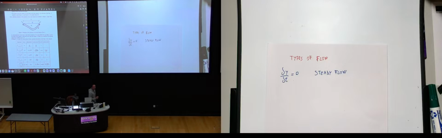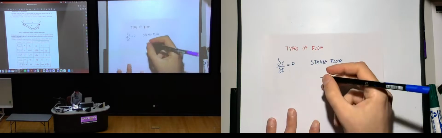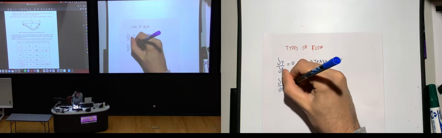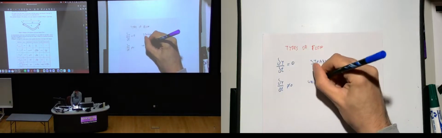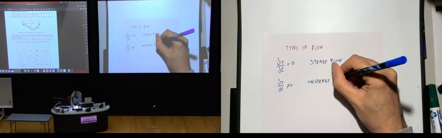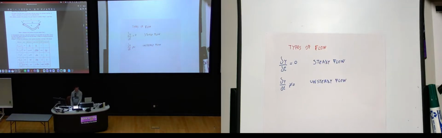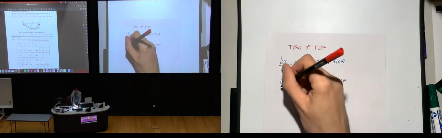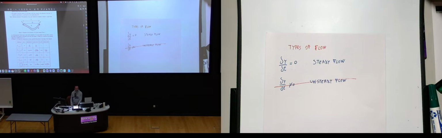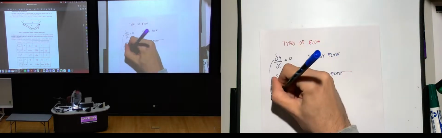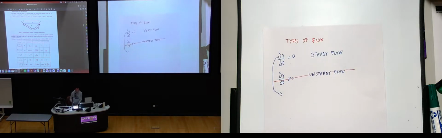What does it mean? It means that you can take a picture of your river now, that picture will be representative of any other instant. If your flow will change in time, meaning that the derivative is non-zero, you are in front of an unsteady flow. Like you, we will not consider unsteady flow, and we will imagine that our flow is steady, so no time variation. A steady flow can be subclassified into two categories.